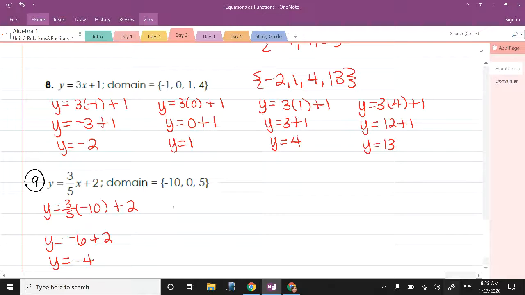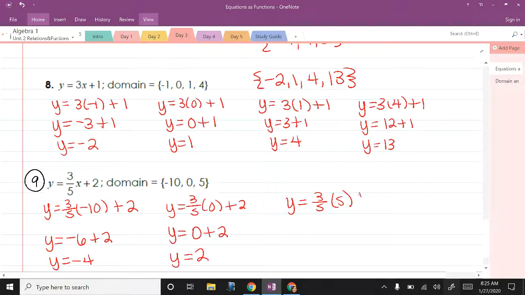No. Then I plug in 0 and life is easy for a second. 3/5 times 0 plus 2. What's 3/5 times 0? 0 plus 2 is what? 2. And then I just plug in a little old 5. Y equals 3/5 times 5 plus 2.